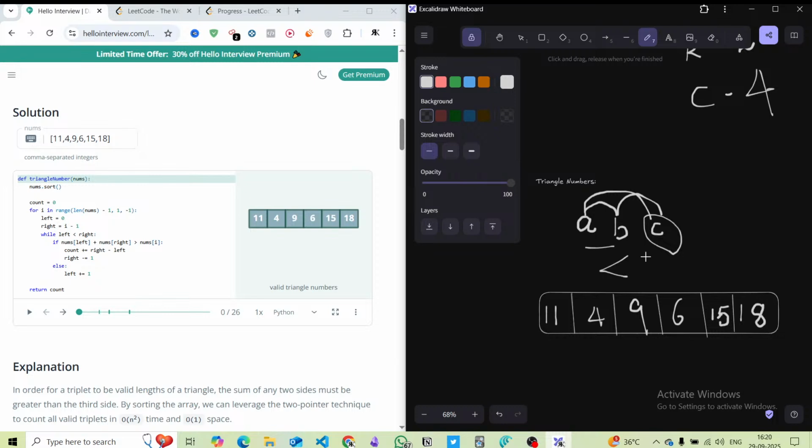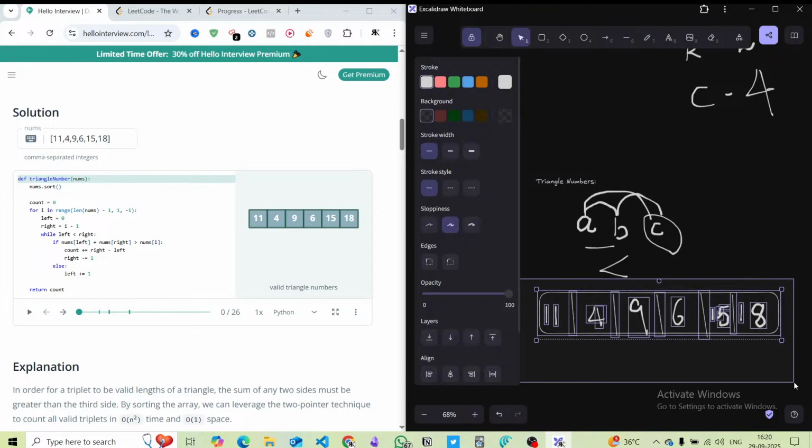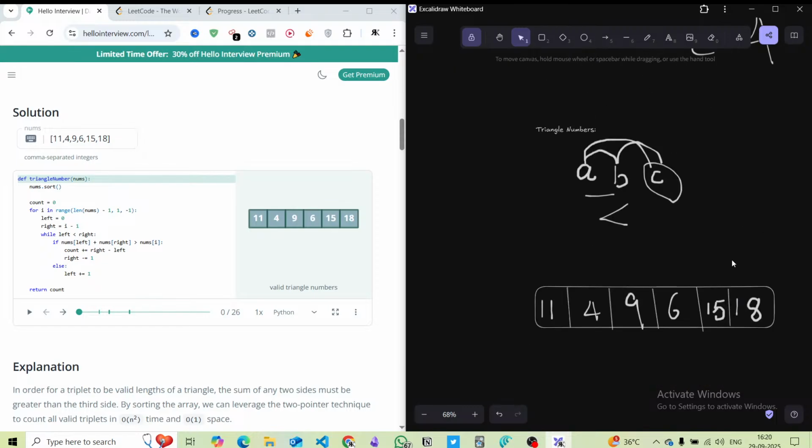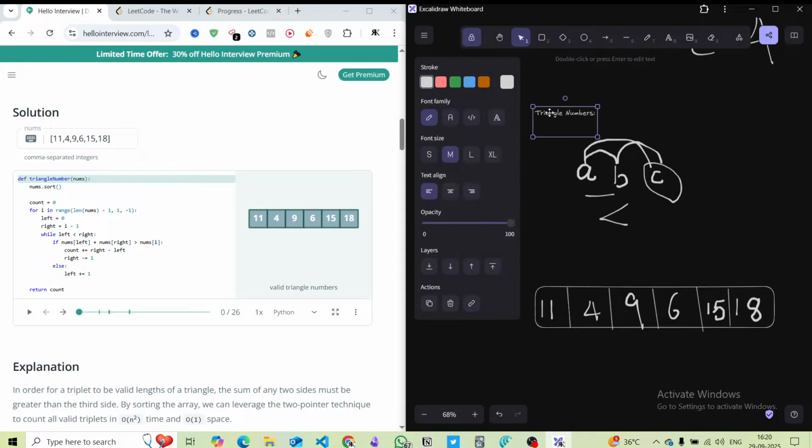Okay. So as I already set the conditions, we just jump into the problem and how we approach it. So as I said, how do we find whether the given problem is a two pointer problem or not? That's the main thing, right?